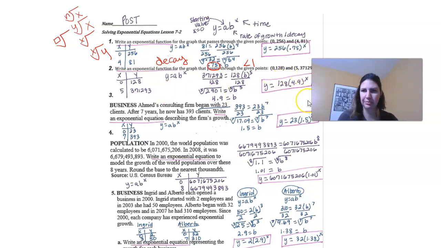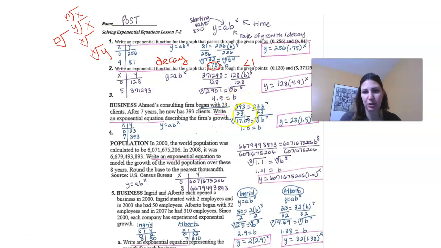A couple other things just to go over, for example, number 3, it says Ahmed's consulting firm began with 23 clients. So you know that that particular coordinate is going to be 0, 23. That's the starting amount when x is equal to 0. And then in 7 years, Ahmed now has 393 clients. So when you start to set up your formula, you can start it out with what you have. You have 393 grew from a starting value of 23 after 7 years.